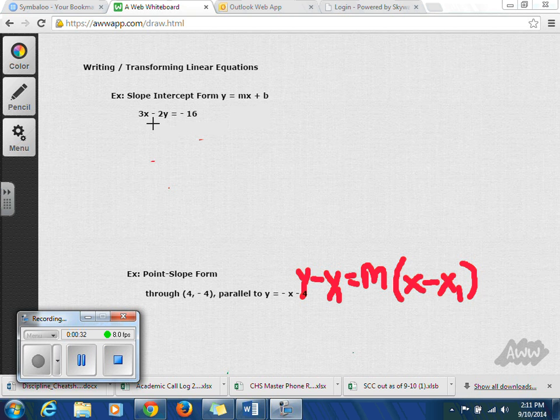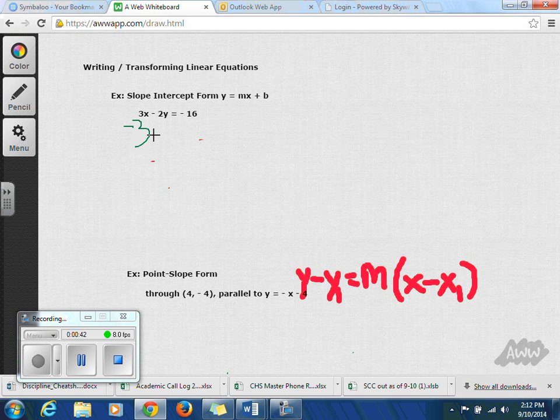So what we want to do is to make this equation look like that. In other words, we're solving for y, getting y by itself. So this requires opposite operations. First, we'll subtract 3x from both sides, which means that these cross out on this side, and I'm left with a negative 2y.